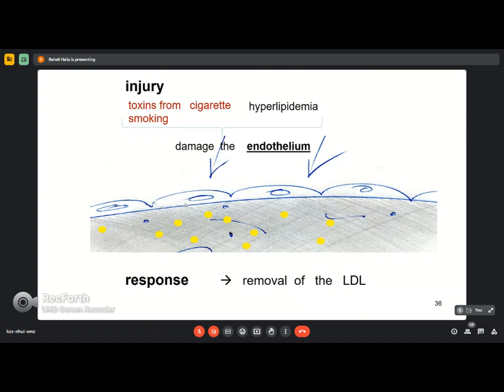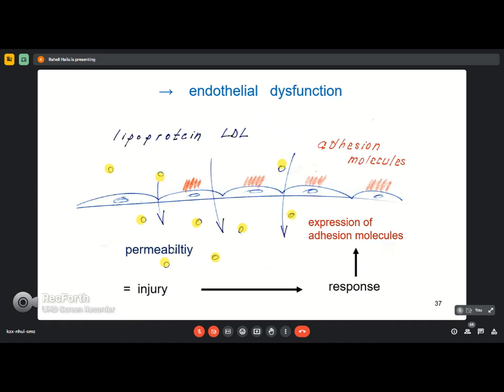So this injury happens, and for the next inflammatory response, the objective would be to remove these lipoproteins. They're not supposed to be here. They're either supposed to be circulating or stored somewhere else. They're not supposed to be in the intimal space. So the objective of the inflammation is to remove these lipoprotein or lipid molecules from the intimal surface. That is the objective of the response.